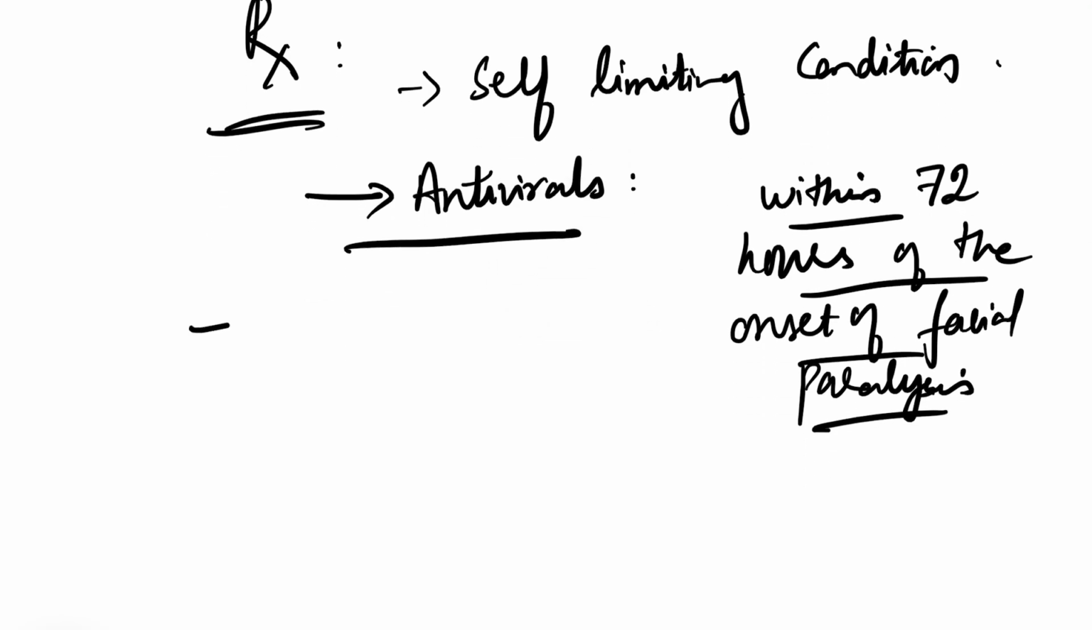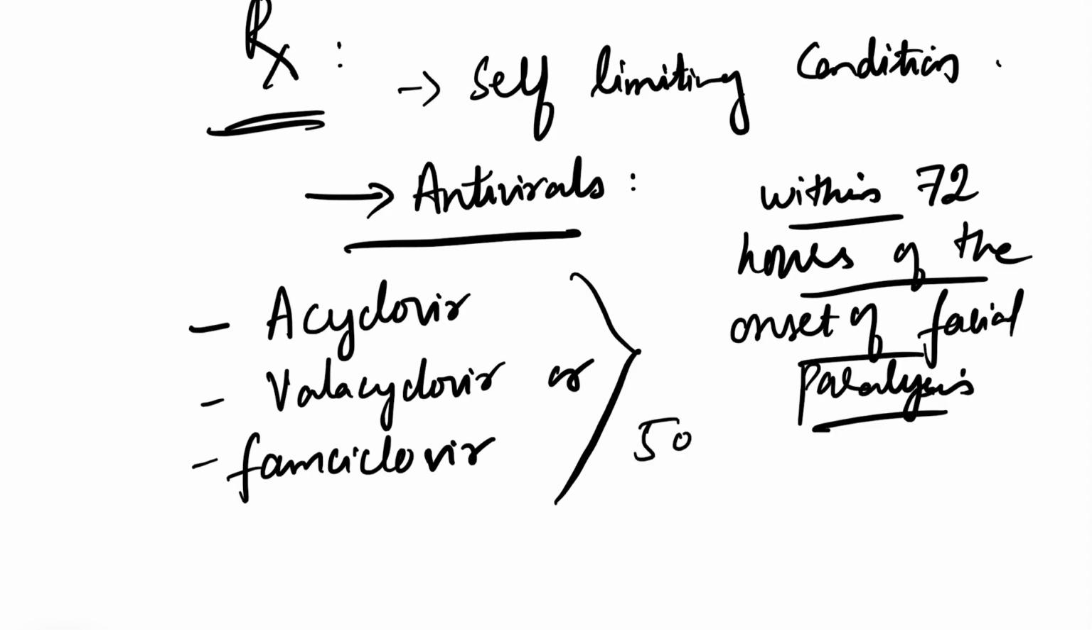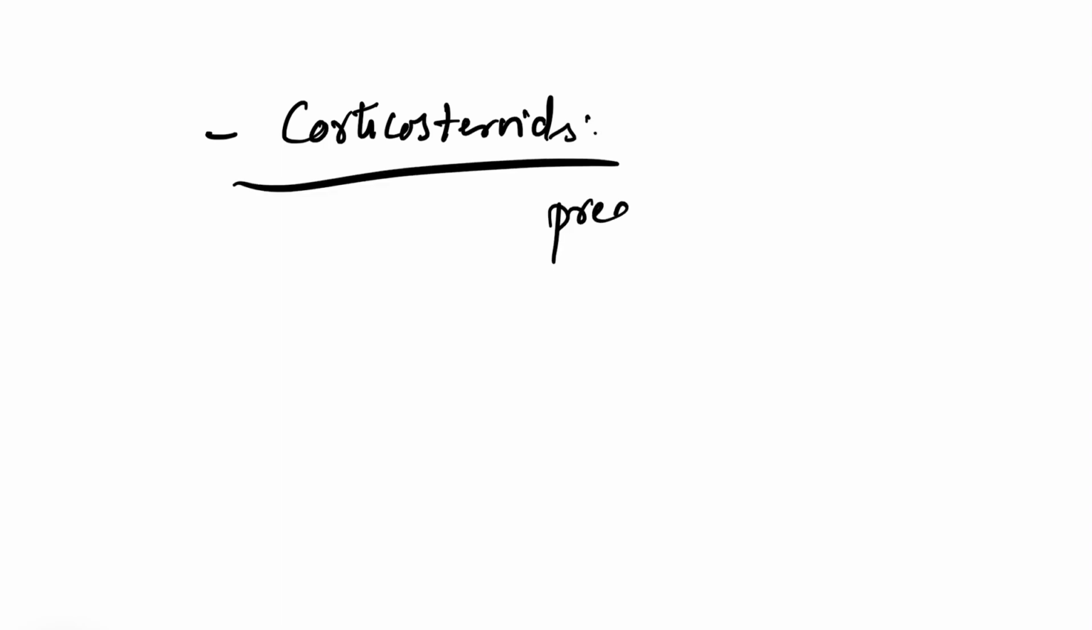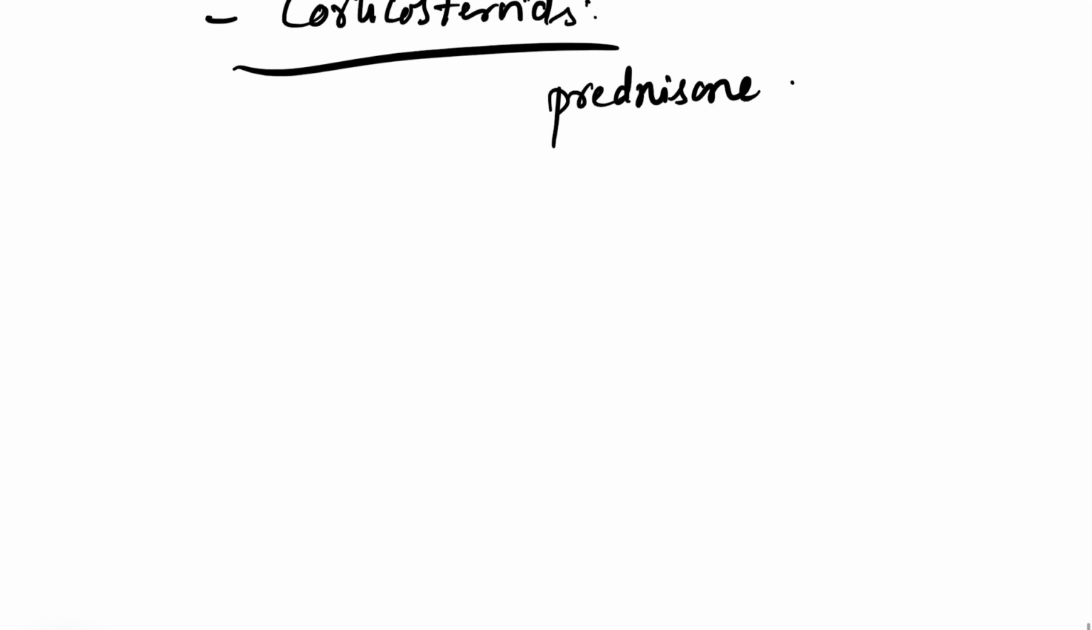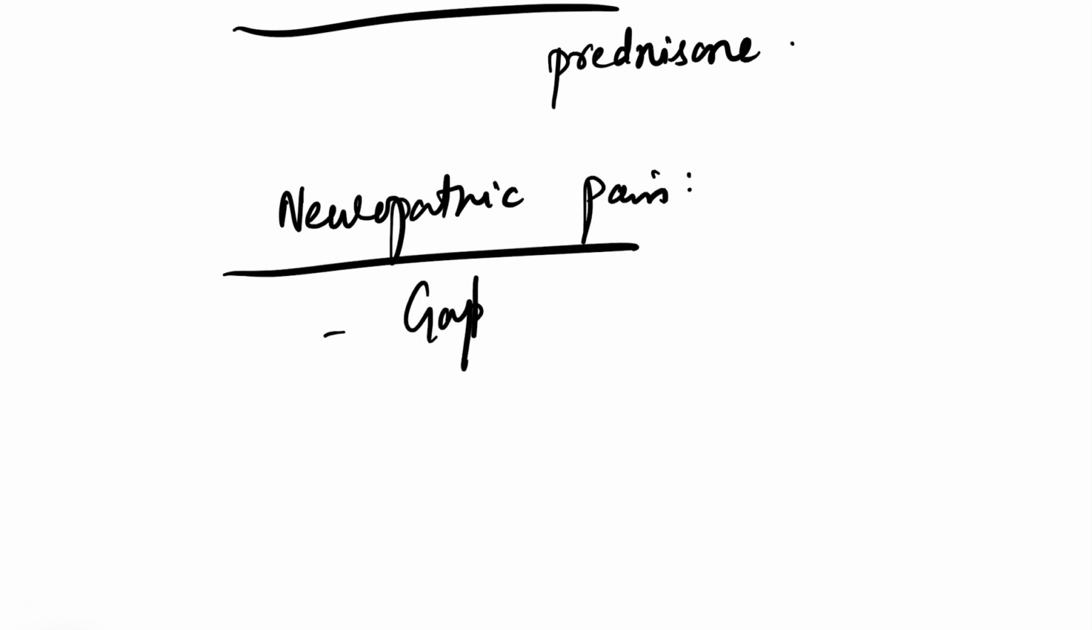So what possible antivirals can you give? The same as you give for chickenpox, like acyclovir, valacyclovir or famciclovir. You can give this for around 5 to 7 days, but in a severe condition up to 21 days is also prescribed. Apart from these antiviral drugs, even a course of corticosteroids such as prednisone is given to reduce the inflammation of the geniculate ganglion and reduce the pain. And for neuropathic pain, that is otalgia and all, neuropathic drugs like gabapentin can be given.